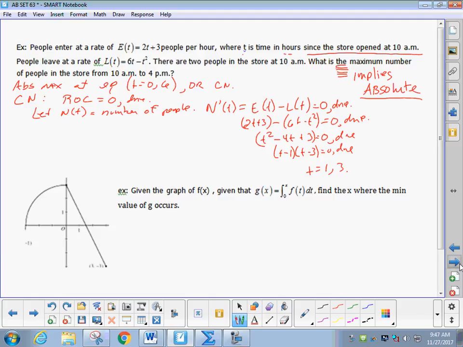It's either more people are coming in and leaving or vice versa up to 1. And then at 1, the entering and leaving rate is the same, and afterwards it's different. So it's growing and shrinking and growing and shrinking. We need to figure out when it's at its greatest. That's where we now find the amount.